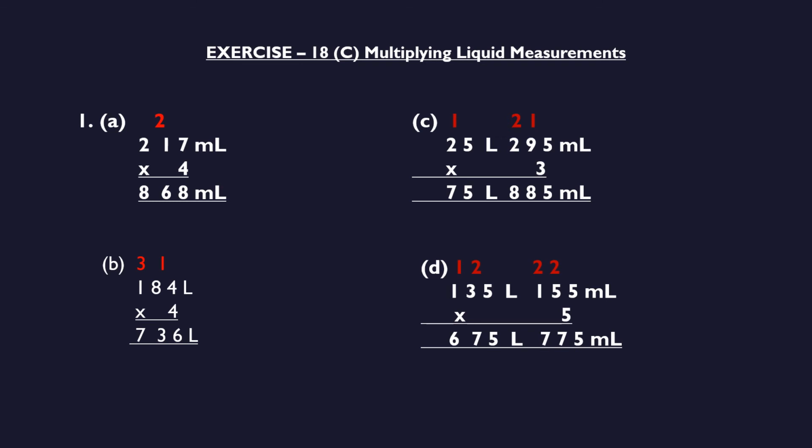Then come towards the liter side. 5 fives are 25. 5 you will write in the answer part and 2 as carry. Then 5 threes are 15. 15 plus 2 is 17. So 7 you write in the answer part and 1 as carry. Now 5 ones are 5 and 5 plus 1 carry is 6. So the total answer is 675 liters, 775 milliliters.